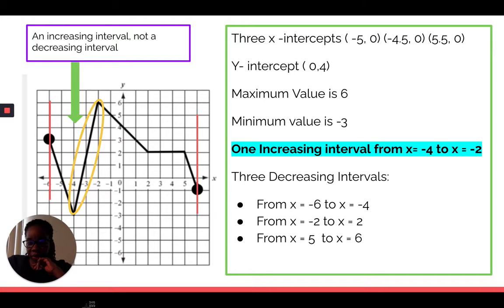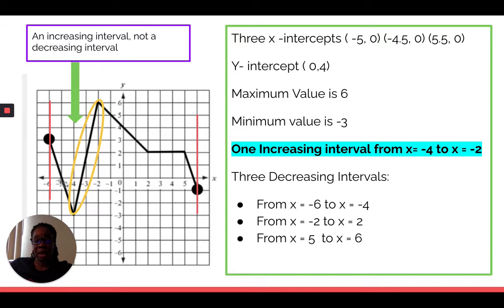So for this question, you were asked to identify the statement that was false. What you would need to do is to be able to identify all the features of the function. So when we look at this function, what are some things that we can notice? Well, there are three x-intercepts, which is where your graph is crossing your x-axis.